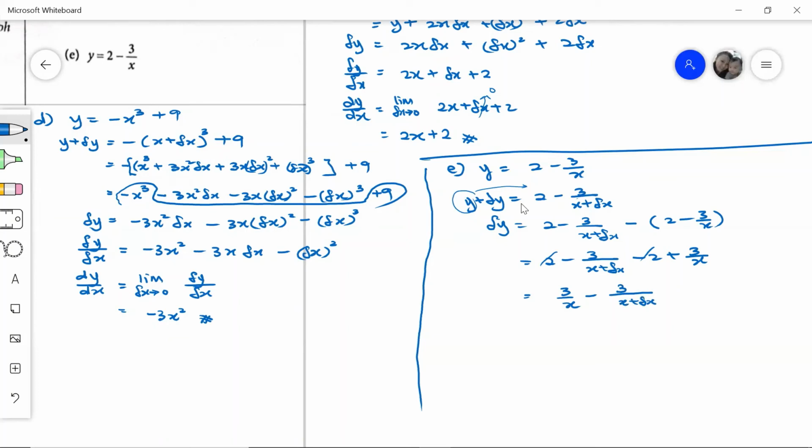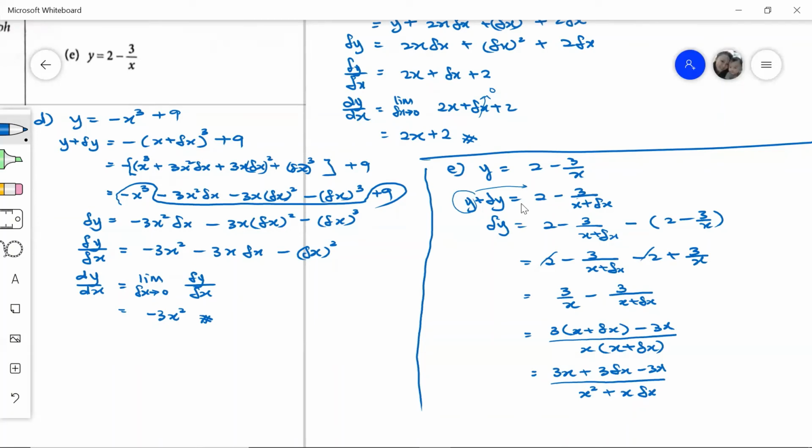And then find the lowest common multiple to combine these two fractions. So we have 3 times x plus del x minus 3x. So now our denominator is x times x plus del x. Open up the bracket. So we have 3x plus 3 del x minus 3x. Now the bottom part, we open up the bracket as well. x squared plus x del x. If we don't open, it's fine.